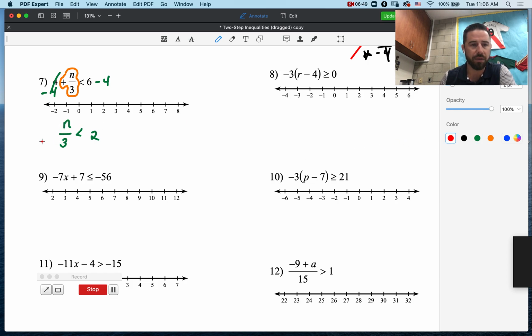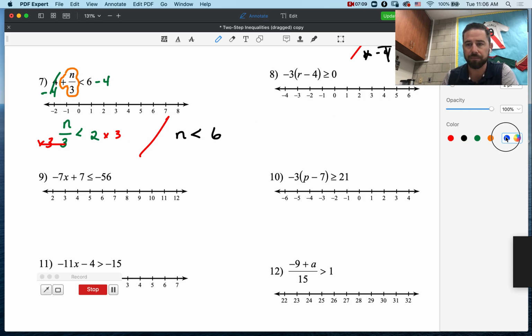So what's being done to the variable? N's being divided by 3, so we're going to multiply by 3. Cancel. Did we multiply by a negative number? No, we didn't. So we're good. So that means our answer is going to look like this. We have n. We have this sign because nothing flipped. And 2 times 3 is 6.